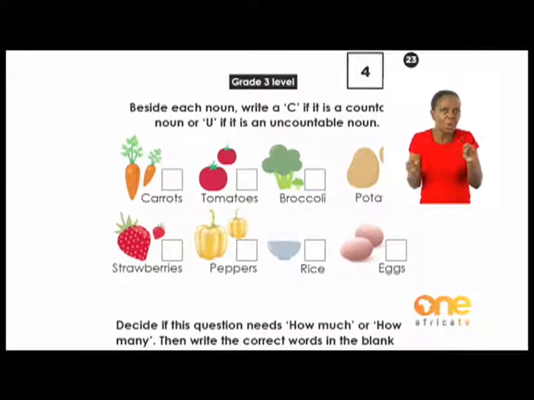They are countable. Very good. So you're going to write a C again on countable nouns. Now, let's look for something that we cannot count. Can we count that broccoli to say 1, 2, 3? No. So it is an uncountable noun. So you're going to write a U.